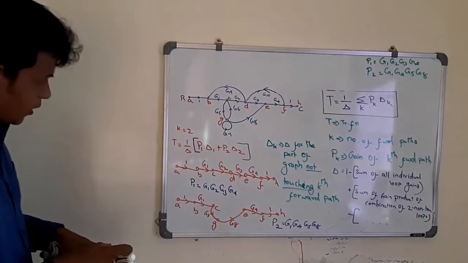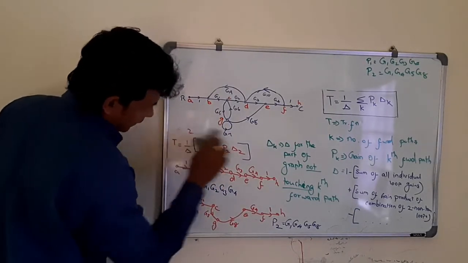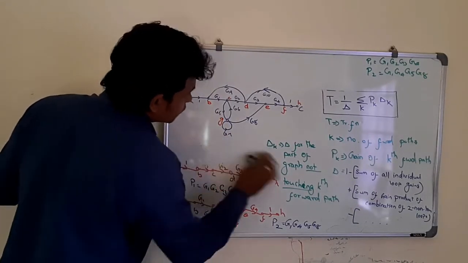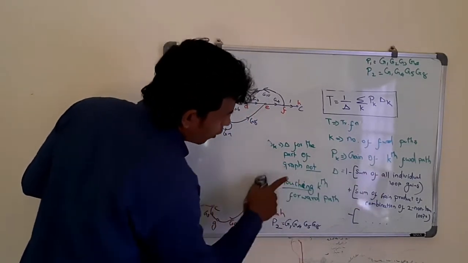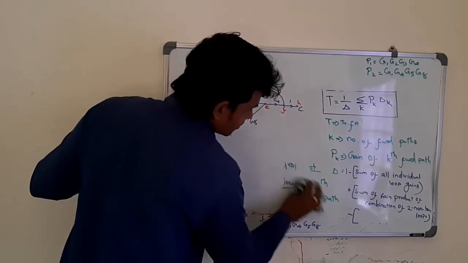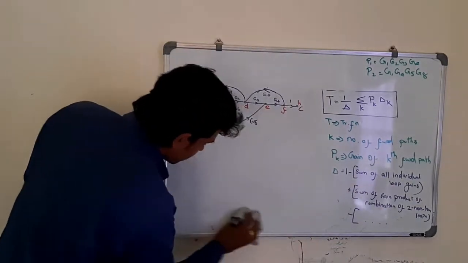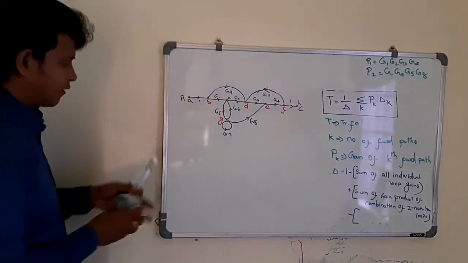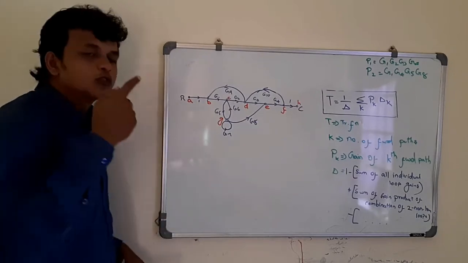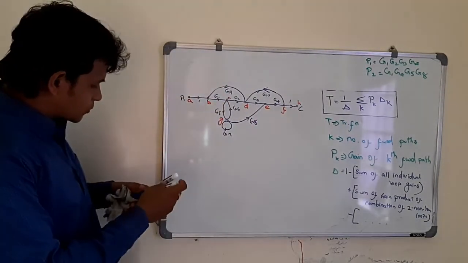Okay, now we are going to find the most important thing, which is to find del. So del is 1 minus the sum of all individual loop gains. So first we are going to find individual loops. We are going to identify individual loops from the signal flow graph. Individual loop means it is a closed path. Okay, so how many closed paths are here?